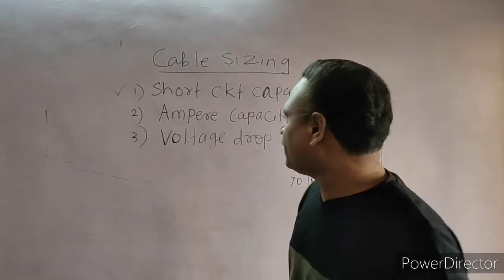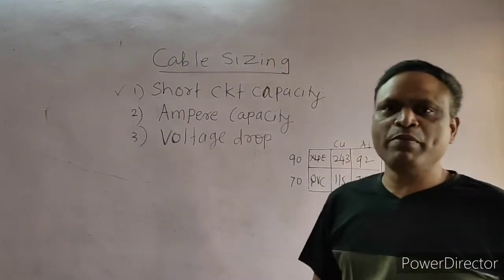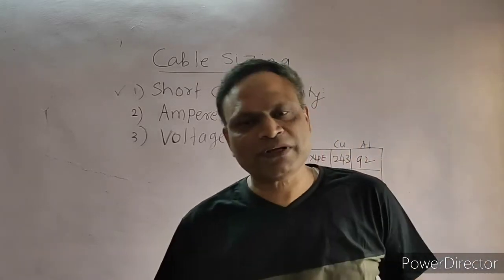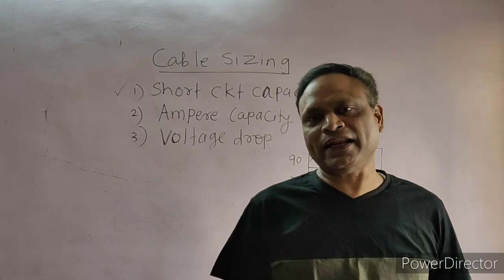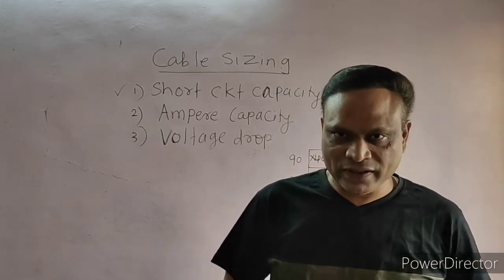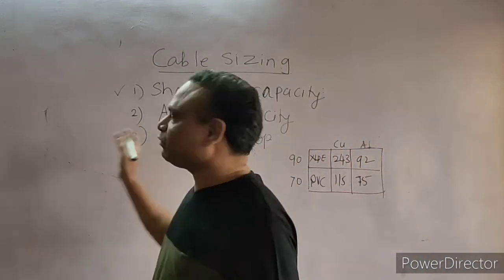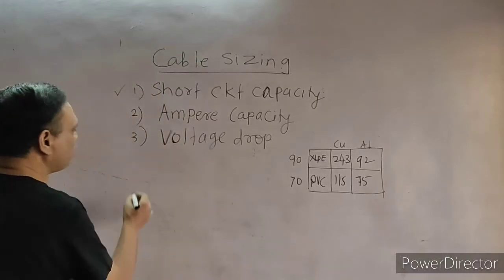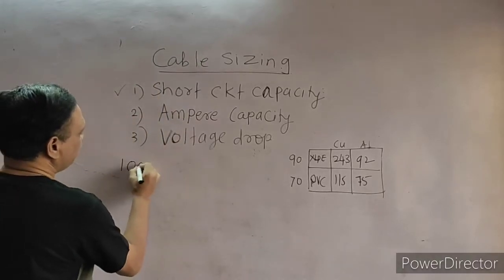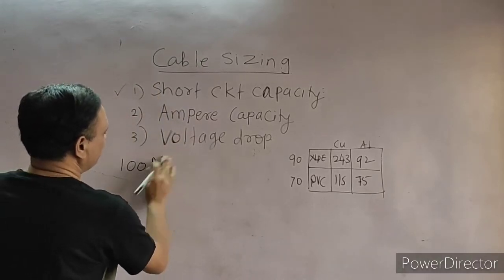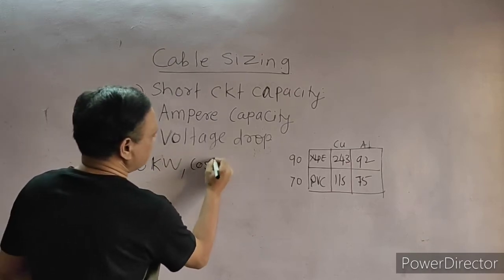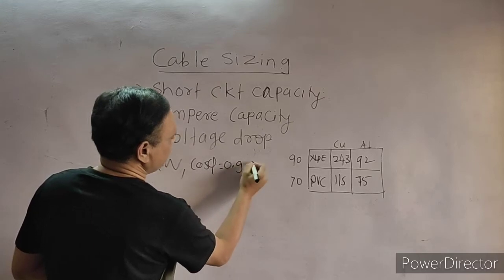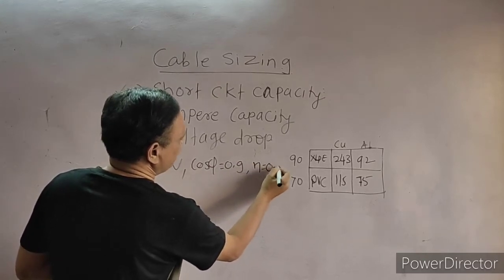Now we'll see the second criterion, that is ampacity, or ampere capacity. What is ampacity? Ampacity is nothing but the maximum current that a cable can carry without a temperature rise, and this is a very simple calculation. So say for example we'll take a motor having 100 kilowatt capacity with a power factor of 0.9 as well as an efficiency of 0.9.